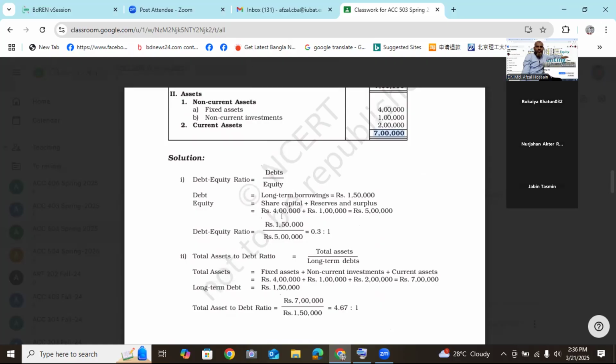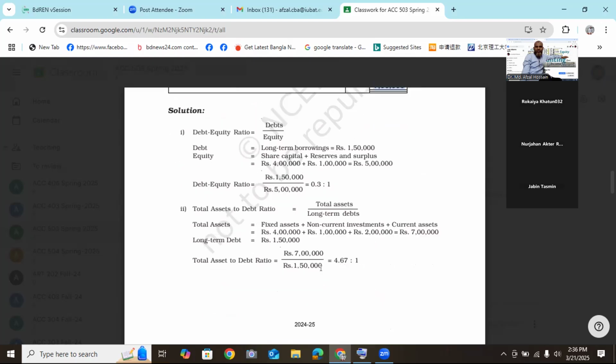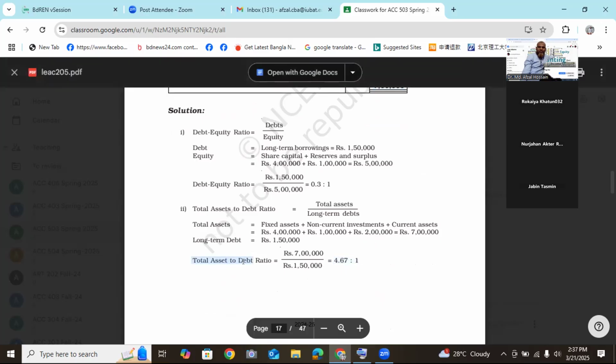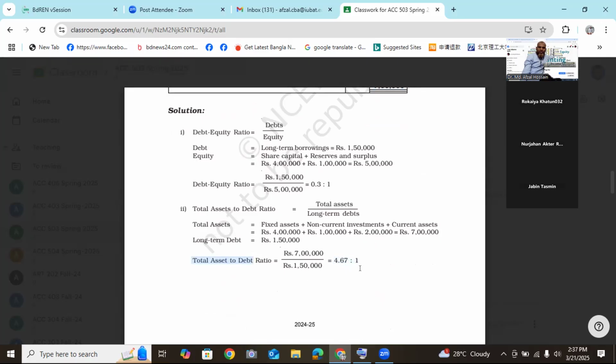Long term debts we already computed here: 1,50,000. So the answer is 4.67 is to 1. What do you mean by this answer? 4.67 is to 1 total asset to debt ratio. So against your debt, your assets are 4.67 times higher, isn't it?